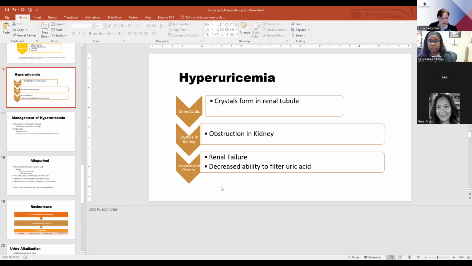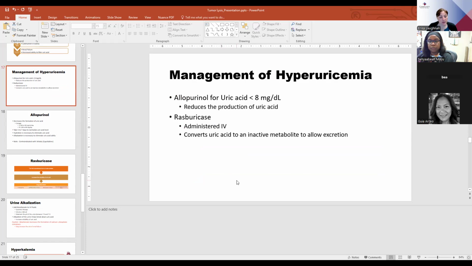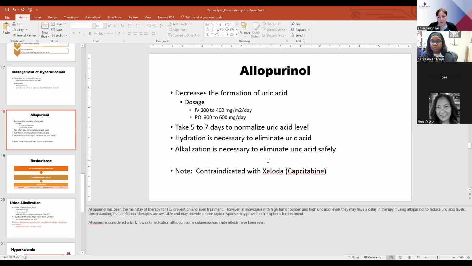Hyperuricemia. This is where the uric acid crystals start to obstruct the kidneys. So we want to make sure we're decreasing the uric acid levels. We talked about management already, allopurinol in advance. Rasburicase can be given as prevention and as a very immediate treatment. It works within 4 hours, which is really helpful for your patients who are battling severe kidney disease or impairment.